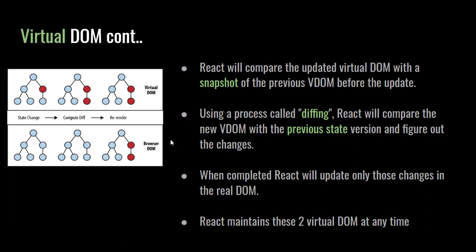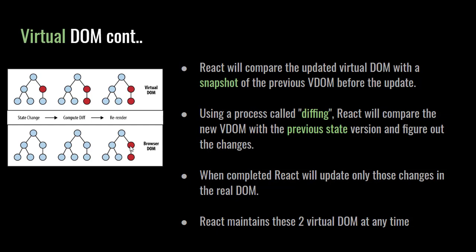So if we look at this here quickly, it's going to show you what I talked about. It says the virtual DOM there. You'll see the nodes there, and you'll see that there's a state change, and it computes the difference, and then it re-renders only these nodes. Whereas in the regular browser DOM, the entire tree gets computed and re-rendered, but the whole tree is being re-rendered just for these nodes. So React will compare the updated virtual DOM with the snapshot of the previous.